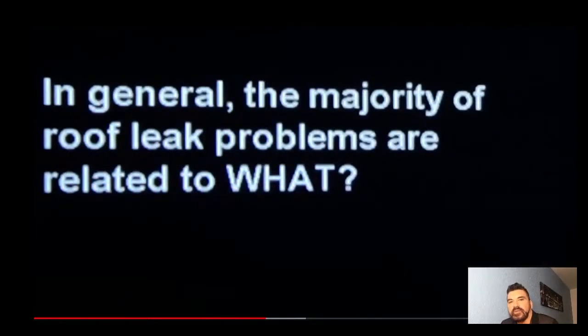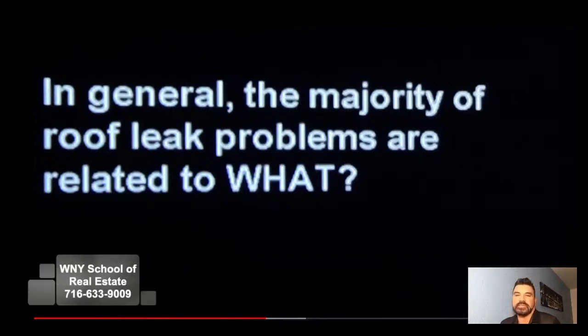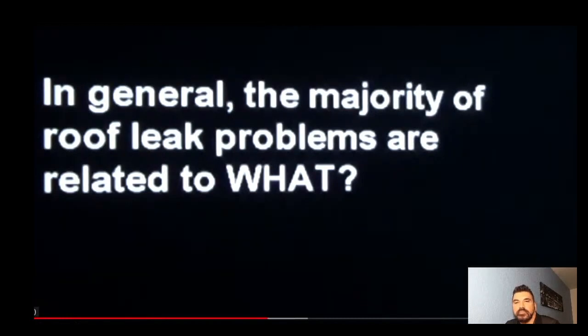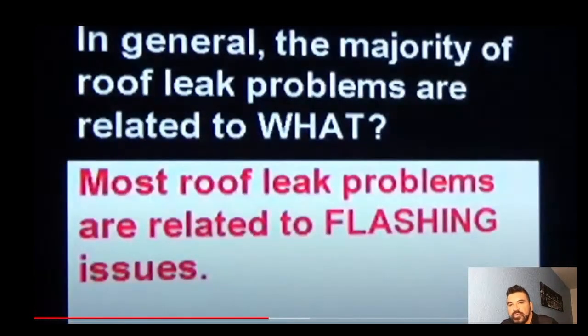In general, the majority of roof leak problems are related to what? So most roof leak problems, ladies and gentlemen, are related to flashing issues.